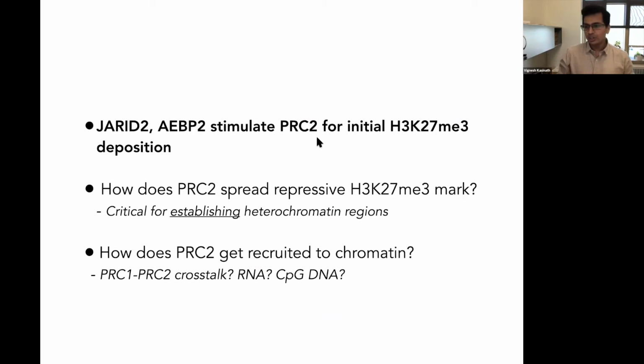So the next question is, okay, now JARID2 and AEBP2 seem to mimic histone tails and help with the initial deposition. So how does PRC2 actually spread this mark? We actually got some clues from our initial study as well, because JARID2 is both a substrate and an allosteric activator. And in our structure, we were able to see both the substrate form and the allosteric activator form bound to PRC2 simultaneously. So perhaps a similar mechanism can be used by PRC2 to recognize the H3K27 trimethylation mark and deposit a new trimethylation mark on the neighboring nucleosome. So could this be a mechanism?